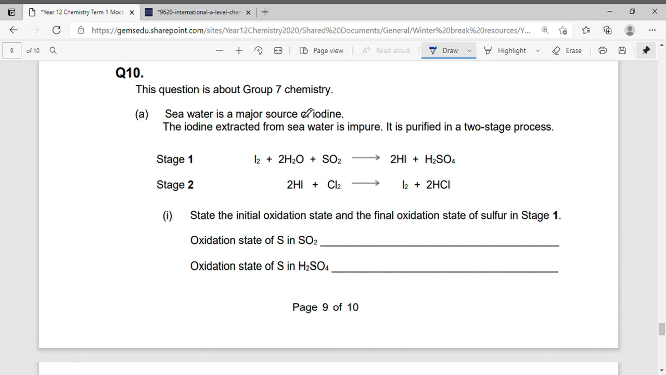This question is about Group 7 chemistry. State the initial oxidation state and the final oxidation state of sulfur in stage 1. Okay, in SO2, oxygen is 2 minus, but since there are 2 of them, it's minus 4. So sulfur must be 4 plus. In H2SO4, we have 2 plus here, and we have 8 minus here, so sulfur is 6 plus.